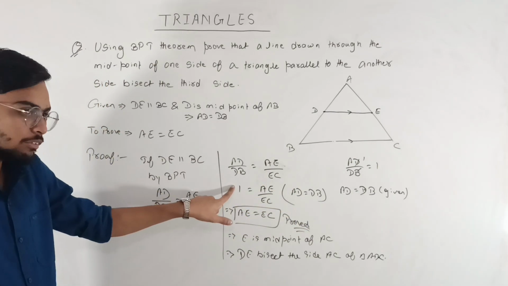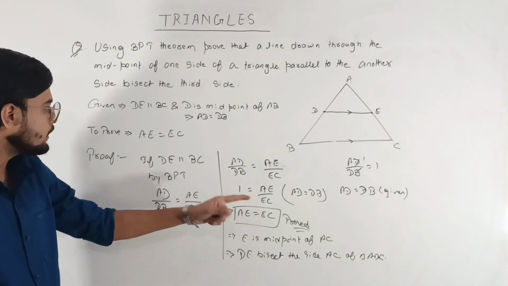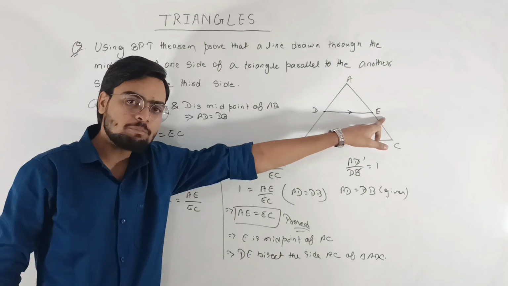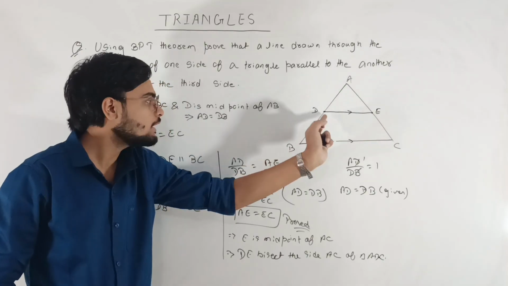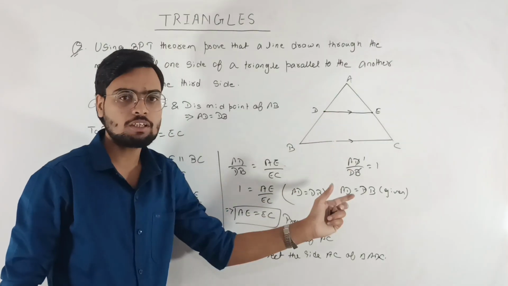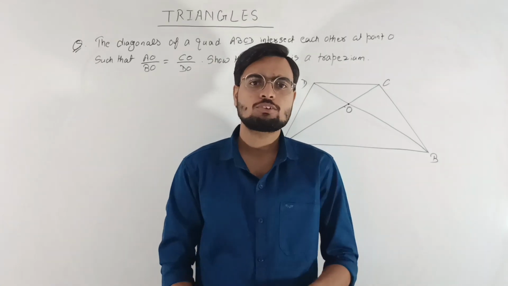Now this EC goes this side, then it becomes AE is equal to EC. We have to prove AE is equal to EC. When AE is equal to EC, which means E is the midpoint, and when E is the midpoint, DE bisects the side AC of this triangle ABC. Okay. Now let's move towards our next question.